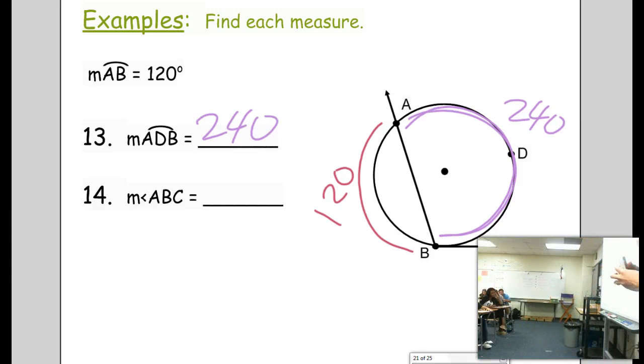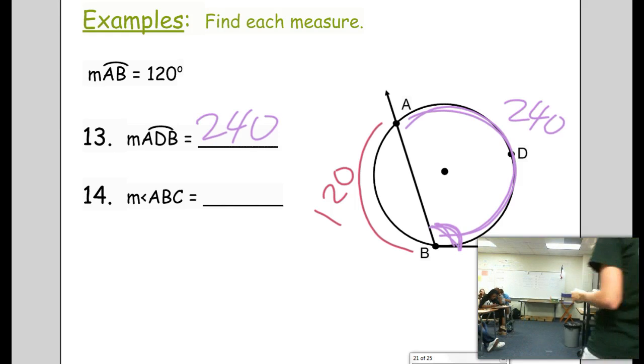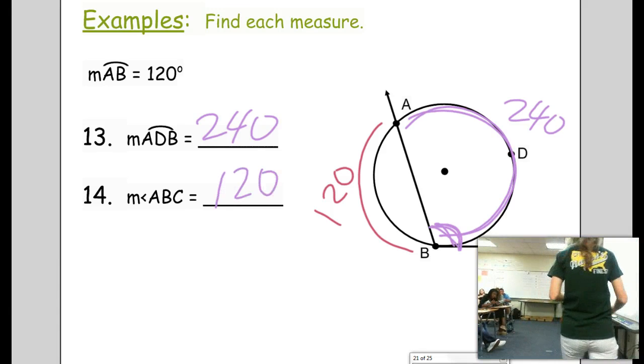Last thing we're going to do today, Catherine, what is the measure of angle ABC, this angle right here? Take the arc and divide by 2. It's not a central angle. We're back where we started again. Okay, that was a coincidence. 120.